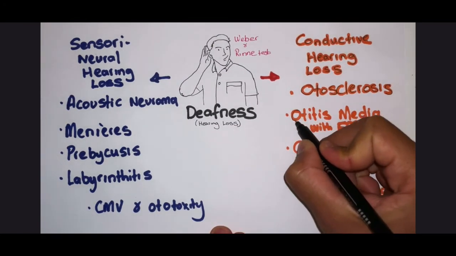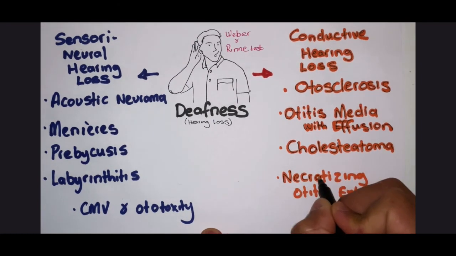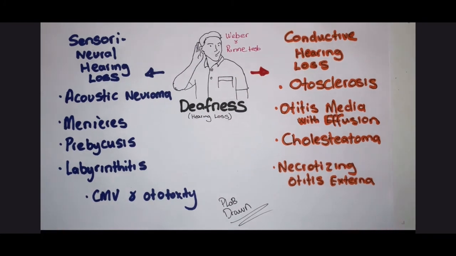So otosclerosis, otitis media with effusion, cholesteatoma, and necrotizing otitis externa. These are the causes of conductive hearing loss.